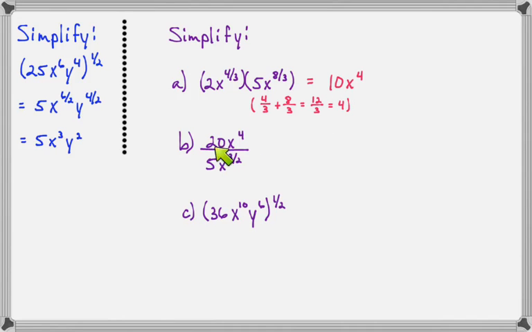On part B, let's simplify. 20 divided by 5 is 4. And then let's divide x to the 4th by x to the 3/2. So of course we'll have to subtract 4 minus 3/2. Well, that's going to be 8/2 minus 3/2, which is 5/2. And here it is written out by hand.